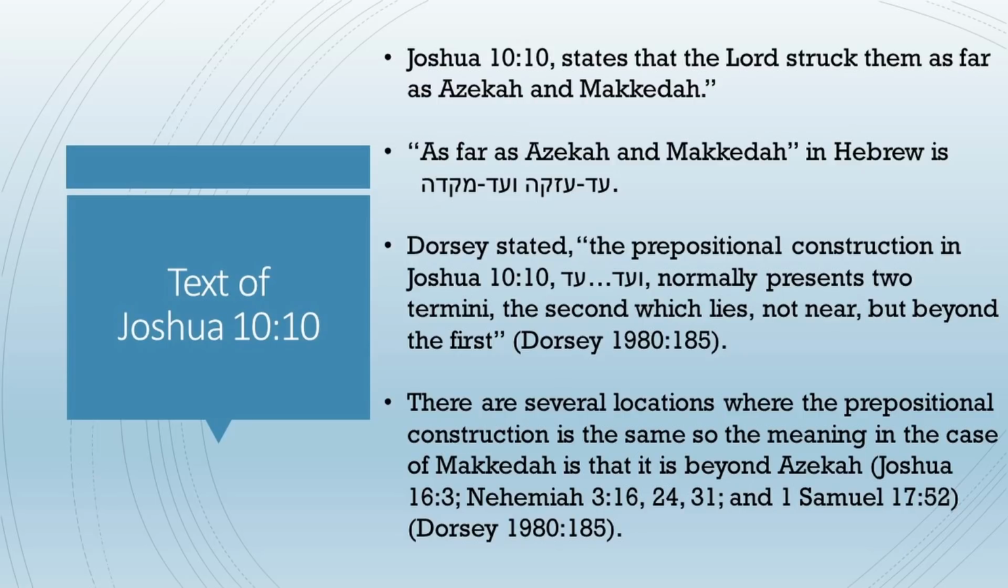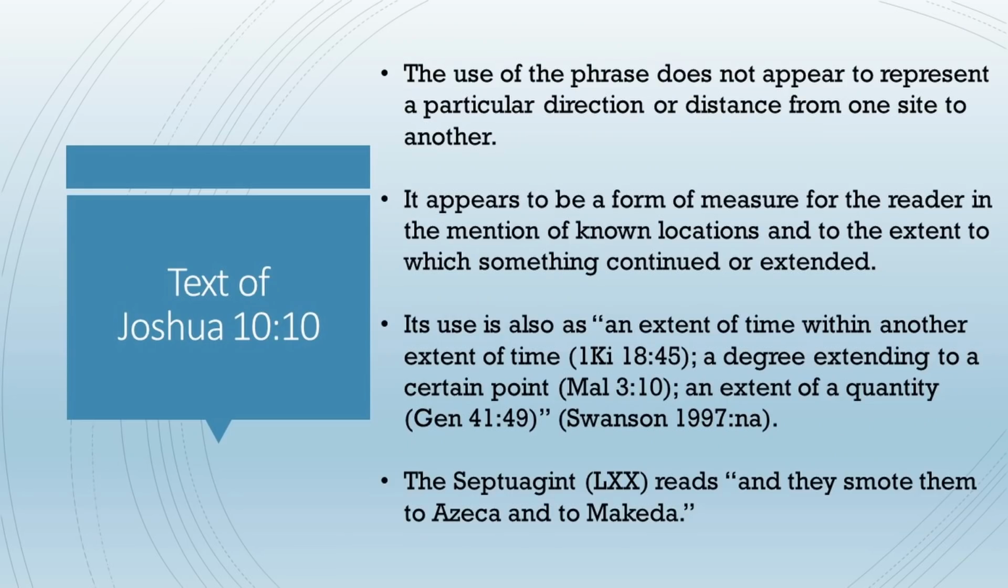There are several locations where this prepositional construction occurs and has the same meaning, like Joshua 16, three verses in Nehemiah, and 1 Samuel. So, assuming that is the case, the use of the phrase does not appear to represent a particular direction. It's here to here, so to speak, as far as. It appears to be a form of measure for the reader in the mention of known locations, and to the extent to which something continued or extended. It is also used of the extent of time, as we see in 1 Kings, or a degree extending to a certain point in Malachi, and an extent of quantity in Genesis.